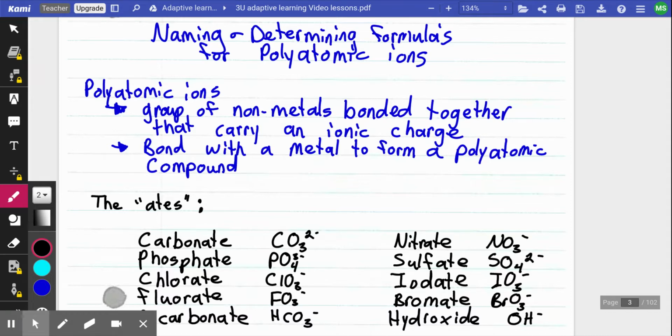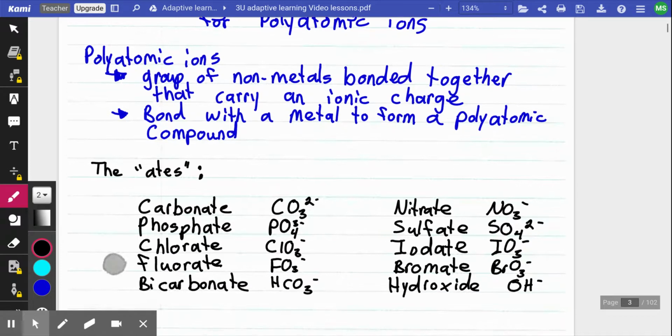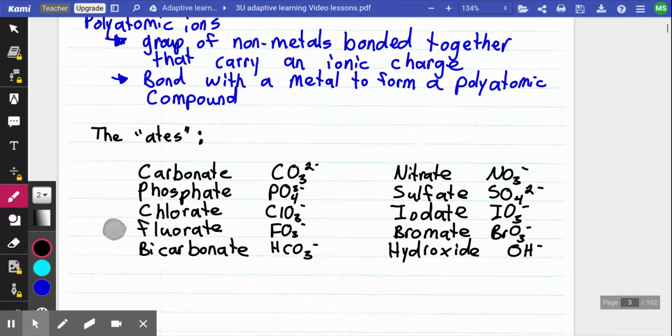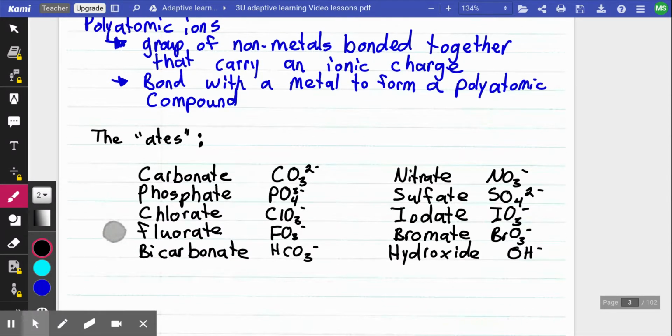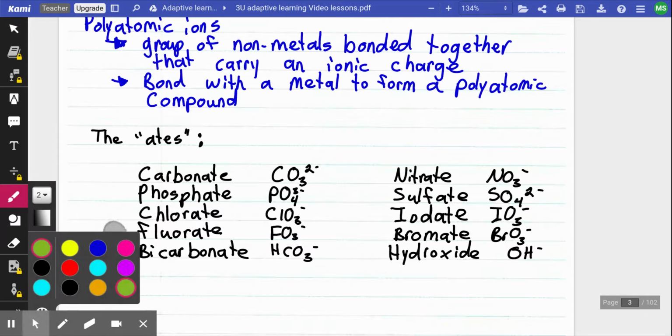Now, I like to focus on what I call the eights. These are the most common polyatomic ions that you're going to start working with, and I have them written out here. Carbonate, phosphate, chlorate, fluorate, bicarbonate, nitrate, sulfate, iodate, bromate, and the odd man out, hydroxide, which is not an 8 because it's hydroxide, OH negative, but important enough and used very often in chemistry that it's worth including it in this list.